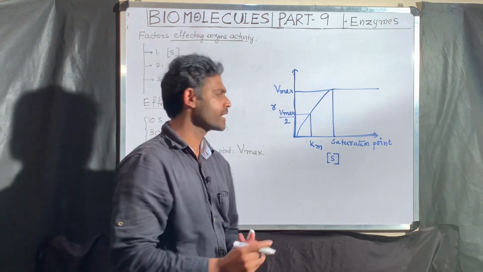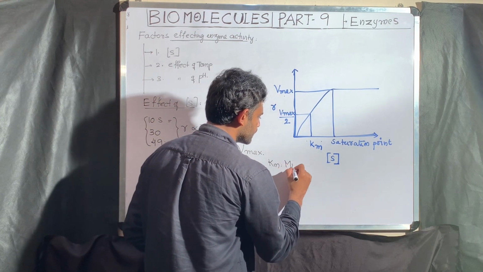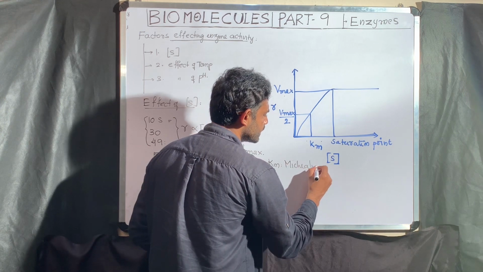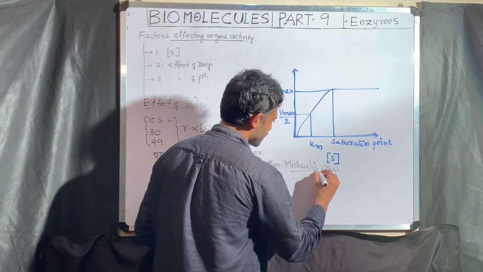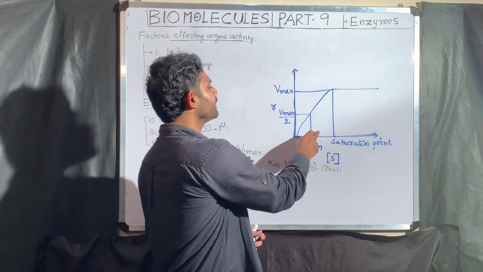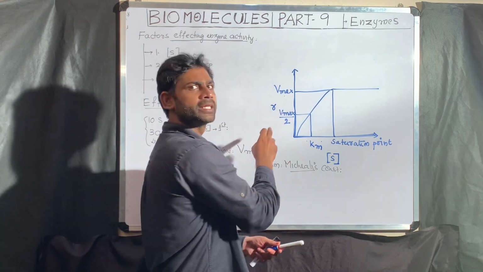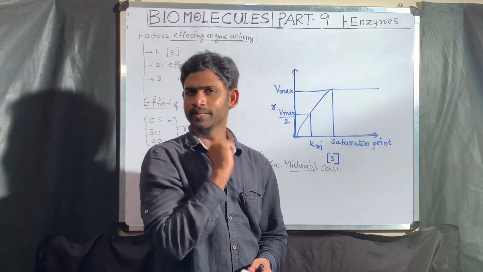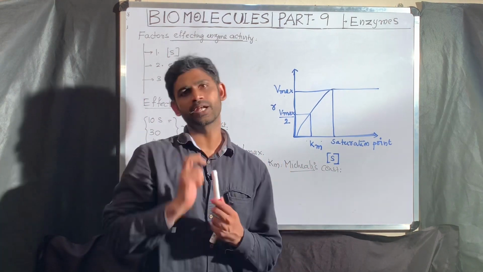Michaelis constant, Km. Km is the Michaelis-Menten constant, an important constant. Now first I will define what Km is. Km is the substrate concentration where the enzyme gives half of the Vmax. Okay, now you have to remember Km is nothing but a substrate concentration.